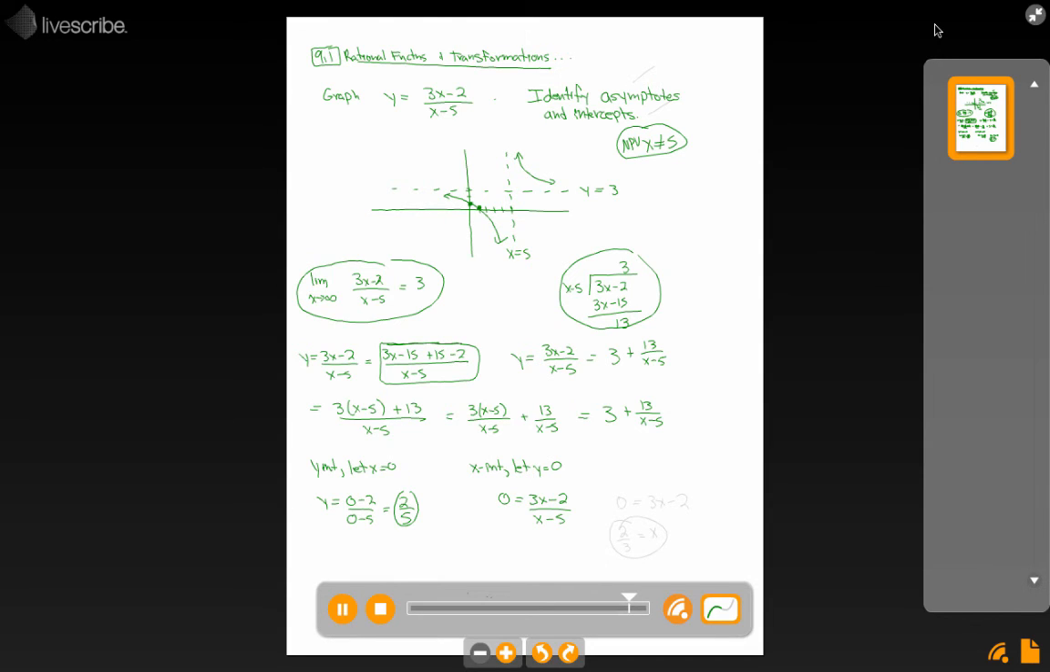So at this point we can multiply both sides of this equation by x minus 5, and we have 0 equals 3x minus 2. The only thing that's going to make this expression 0 is if the numerator is 0, which means that x equals 2 divided by 3. And so that x-intercept is x equals 2/3. So you have your asymptotes, you have your intercepts, and you've got your question B.